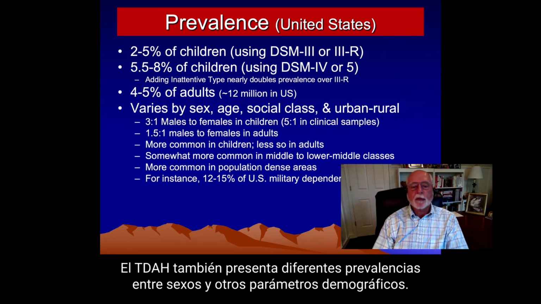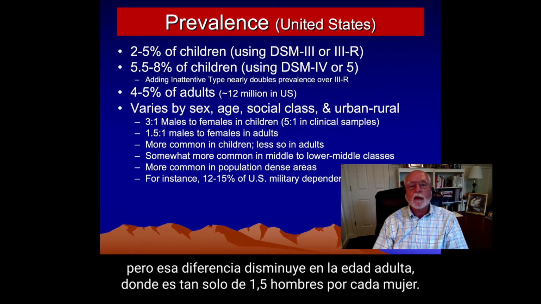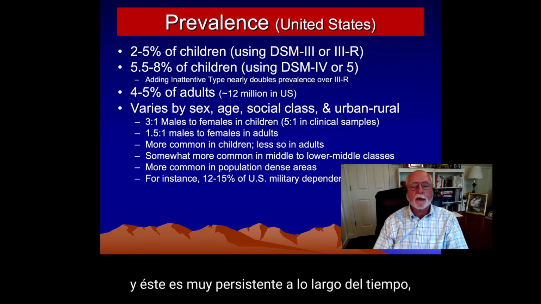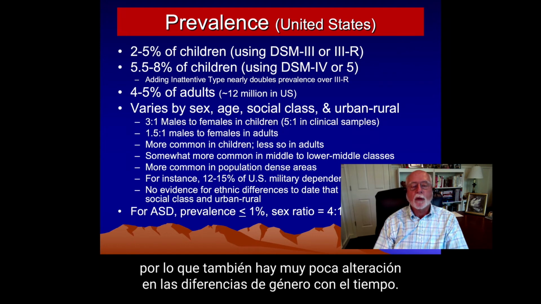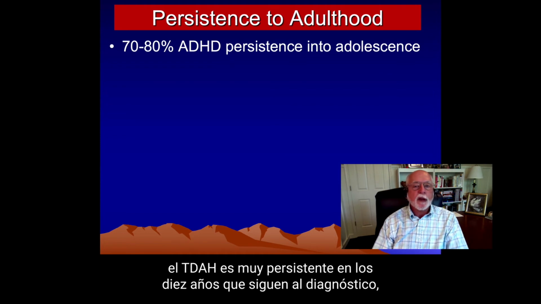There are also sex differences among other demographic differences in ADHD. For instance, in ADHD children, it occurs 3 times more often in males than in females. But that sex ratio declines by adulthood, where it is 1.5 males to every female. We see no such changes in ASD, where it's about 4 males for every female diagnosed with the disorder. And the disorder is highly persistent over time. So there's very little alteration in the gender differences in the rate of disorder seen in ASD, as I have noted here.